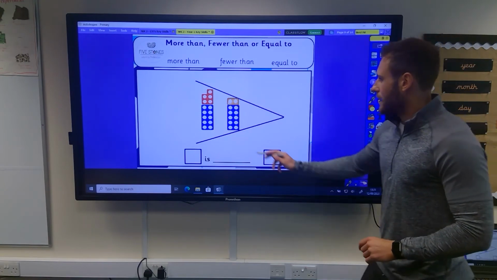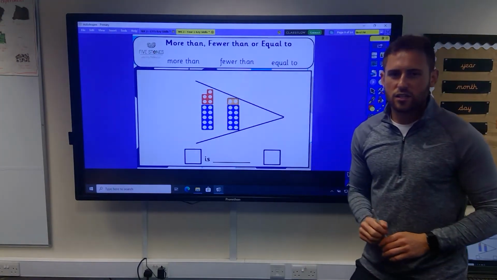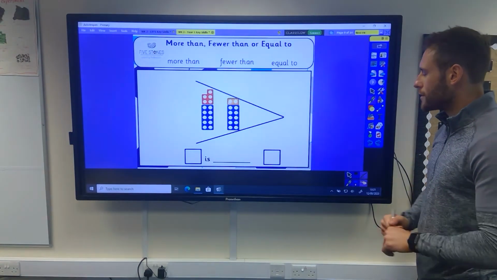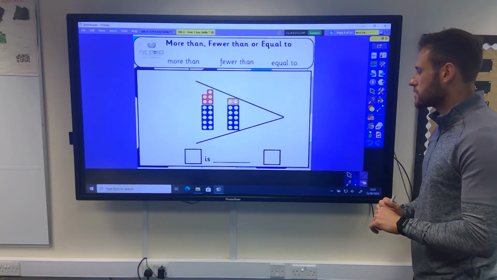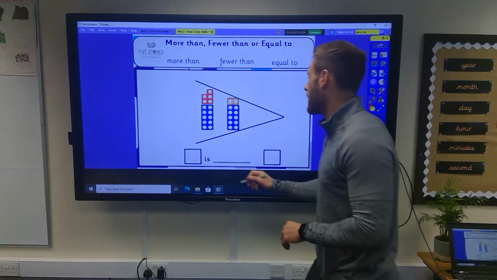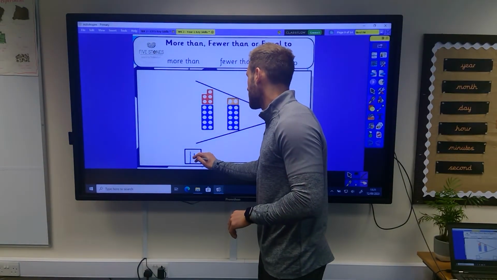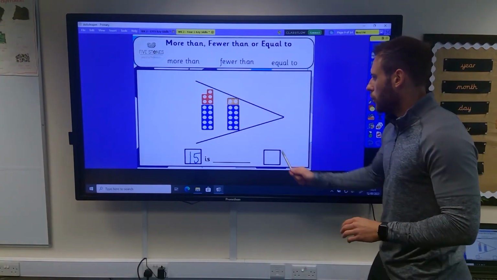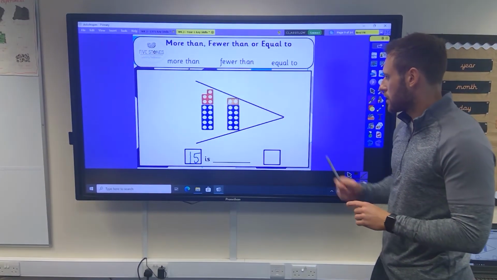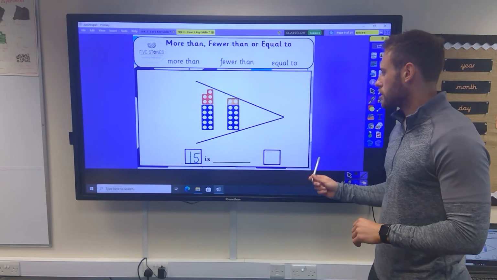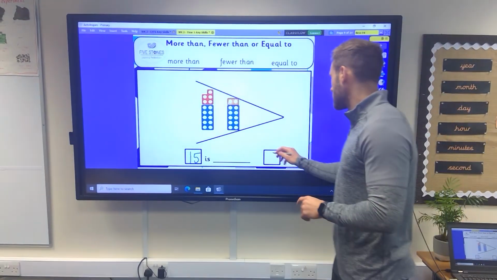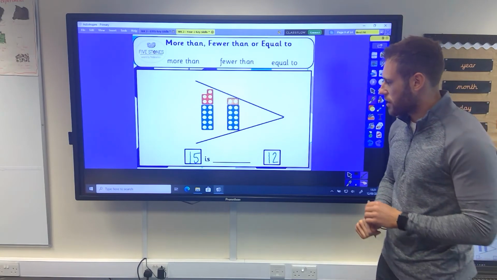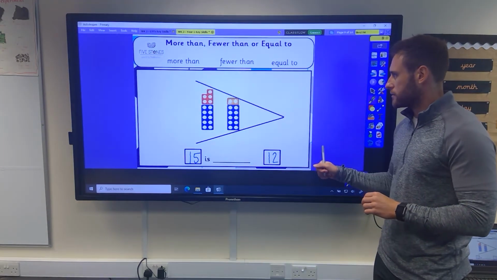So great, have a little look at that first number. Who thinks they can spot what that number might represent? So we've got 1 ten, 5 ones. Yes, it is the number 15. So we've got the number 15. And what other number do we have? 1 ten, 2 ones, 12. Fantastic. So we've got 15 and 12.